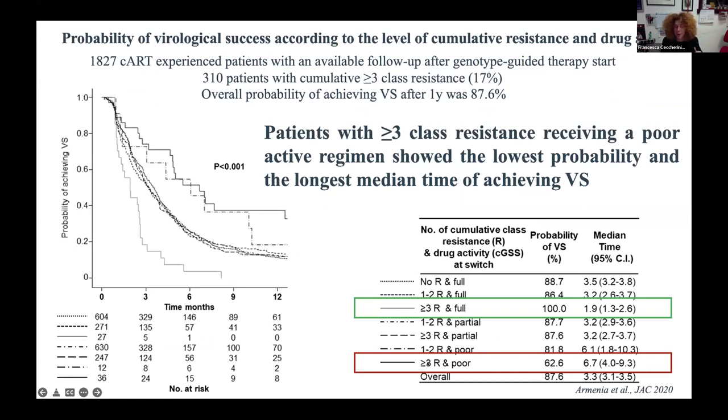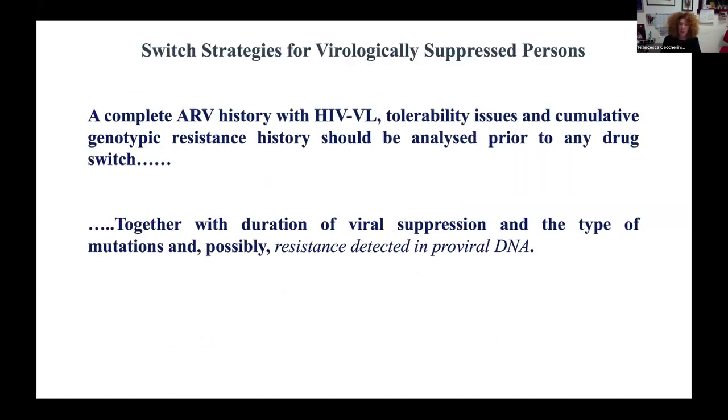While if we have triple resistance and unluckily we could not choose a proper treatment, we have a higher probability of virological failure.